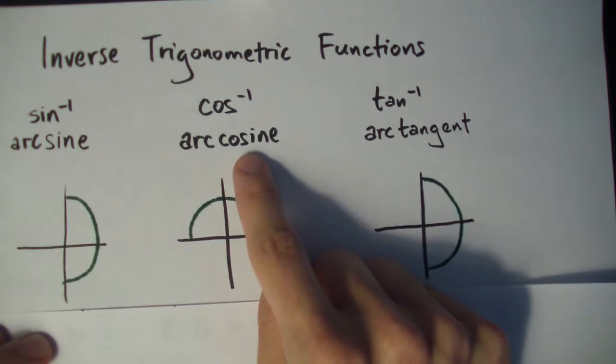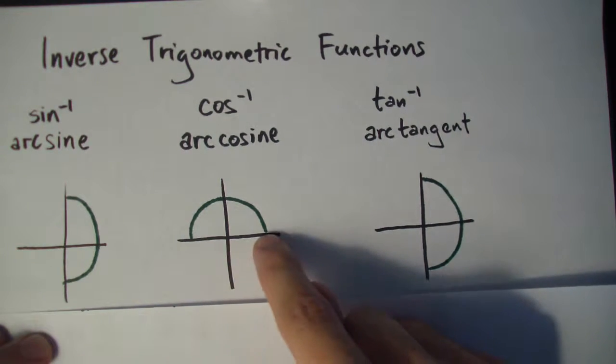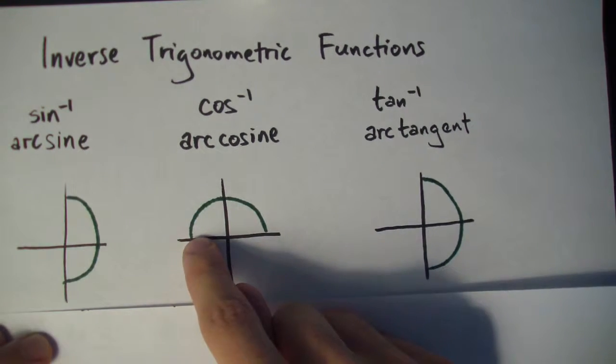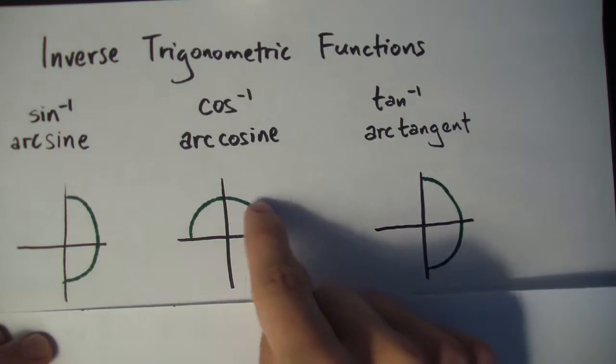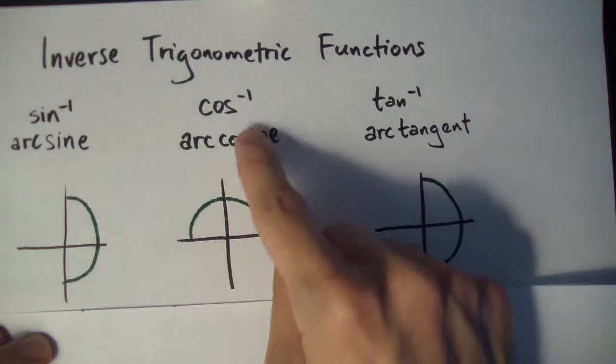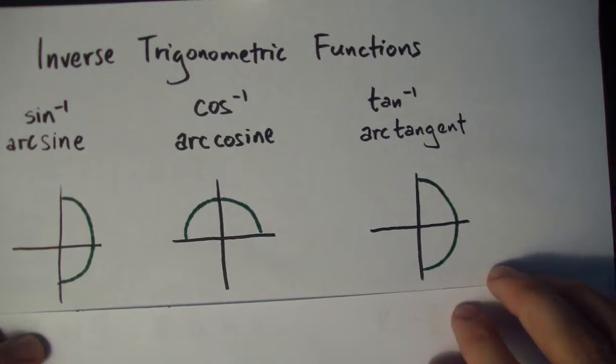Similarly for cosine. Cosine, remember, is the x value on the unit circle, and so cosine hits all of its values as the angle goes from 0 to pi. It hits everything from 1 to minus 1. So that will be the range for inverse cosine. We won't allow any angles other than the ones from 0 to pi.